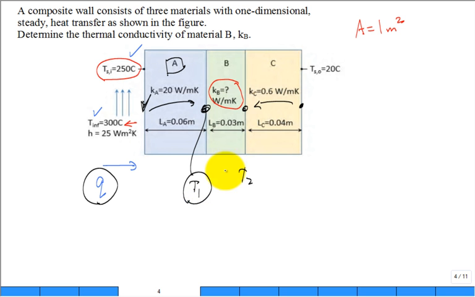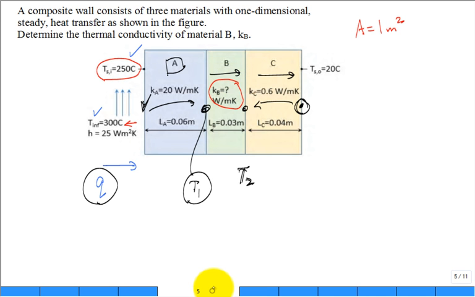We also know the same Q goes through slab C. We know the temperature on this side of slab C, hence get T2. Now we know the flow Q also goes through slab B. I know T1, I know T2. Now I'll get k. Hopefully that was a good roadmap for you, okay?